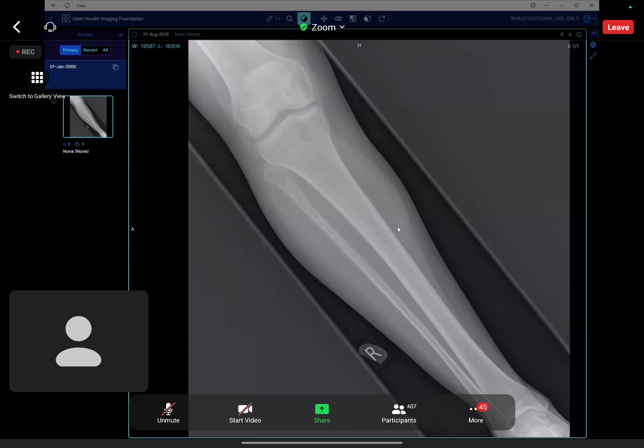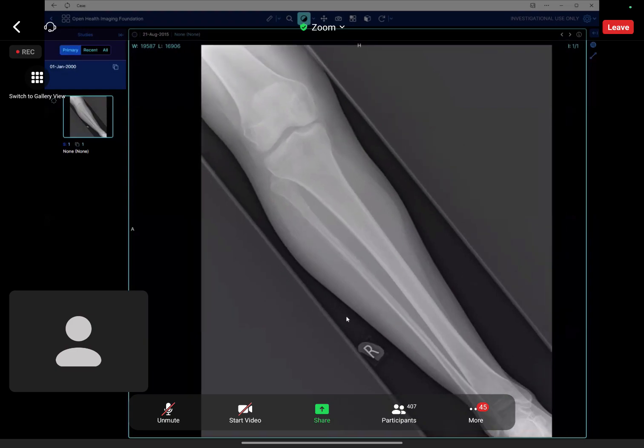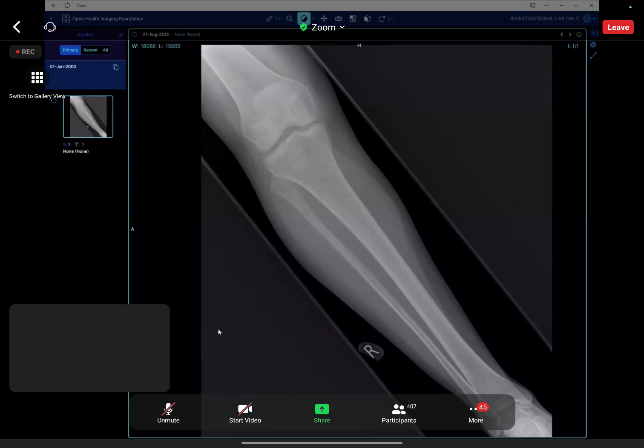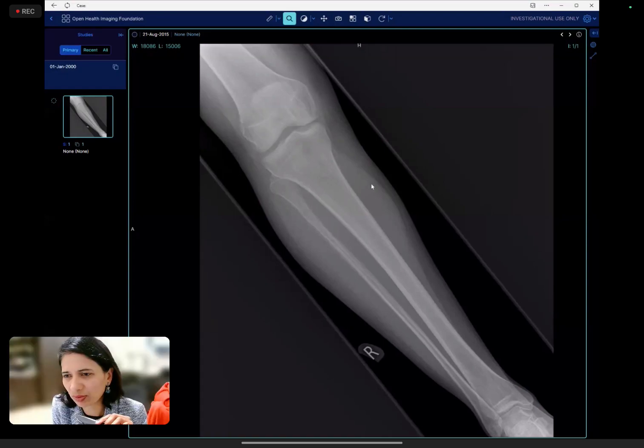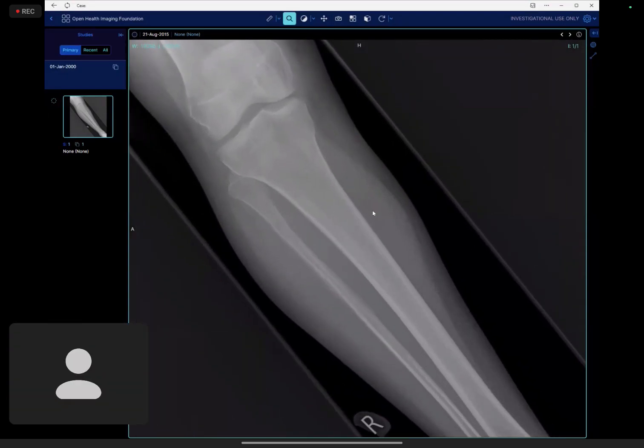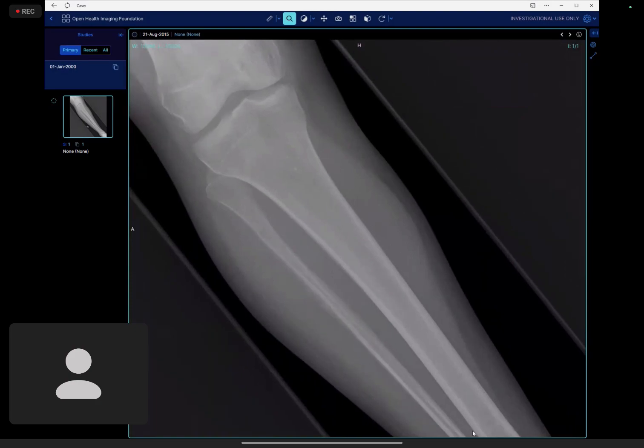Just having a look at the fibula, the mid-fibula, there appear to be irregular appearances of the cortex. Do you mind zooming in a little bit? Yes, I can zoom in. So you want me to zoom into the fibula? Yes, please. Okay.